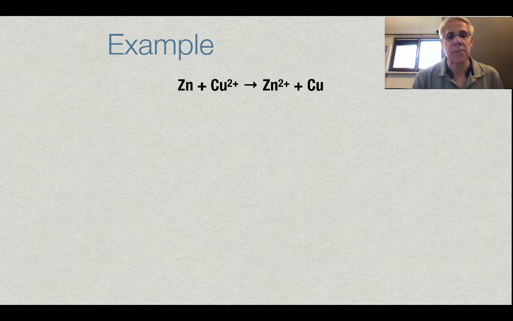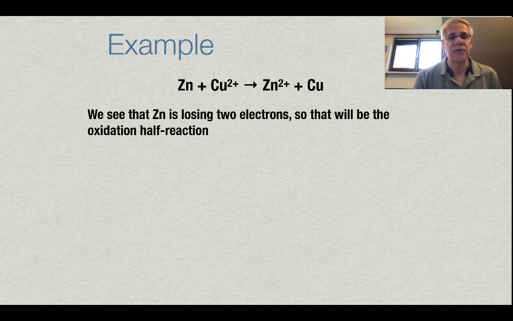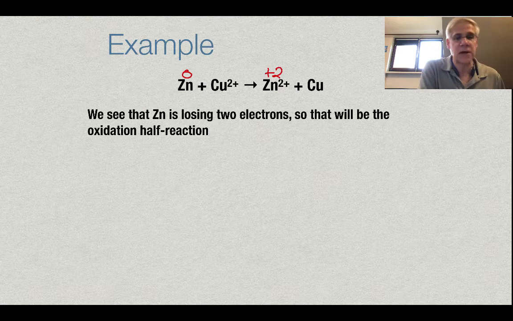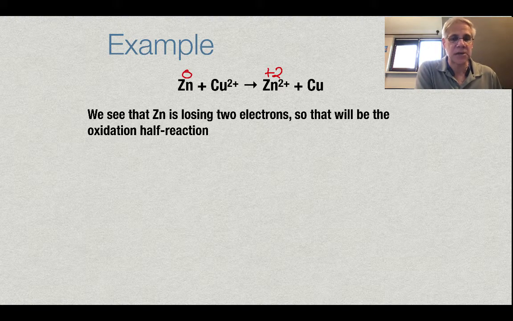We've got zinc plus copper 2+ goes to zinc 2+ plus copper. Okay, we see zinc is losing 2 electrons. If we look at the oxidation states, we see that zinc metal was in the 0 oxidation state there. And with a 2+ charge, it also has a 2+ oxidation state, so it lost 2 electrons. So that means it was oxidized.